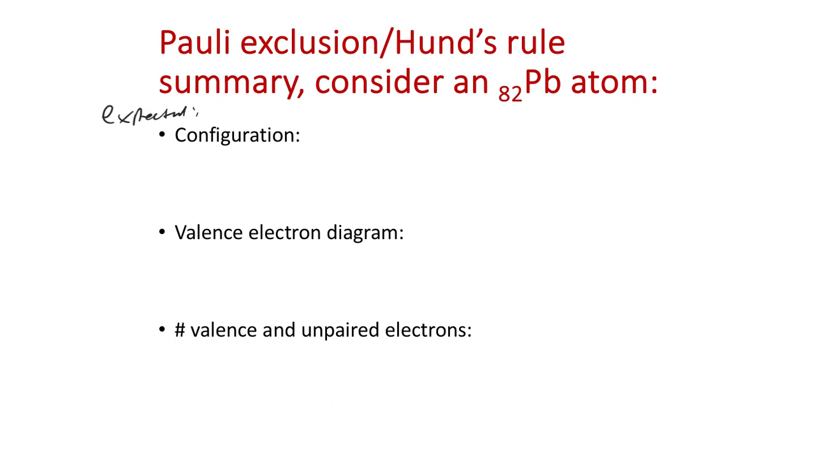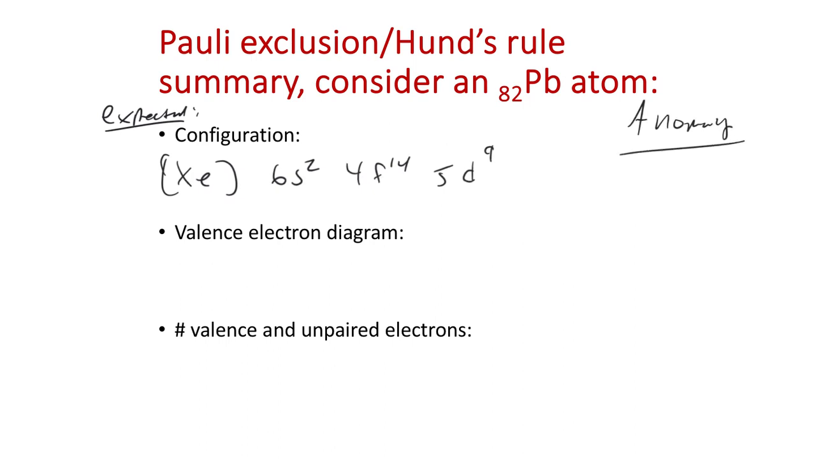But for gold, I would say know the expected configuration, which would follow along from xenon, 6s2, 4f14, and then across the 5d9. And then it does have the anomaly, but I wouldn't expect you to memorize this, but it does have the anomalous configuration of xenon, 6s1, 4f14, and then 5d10.